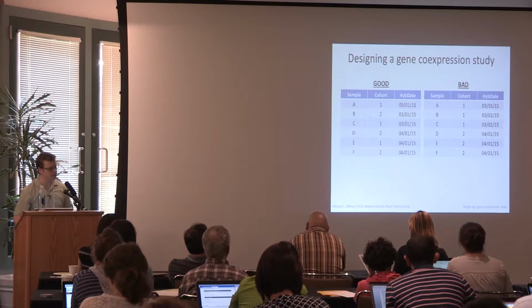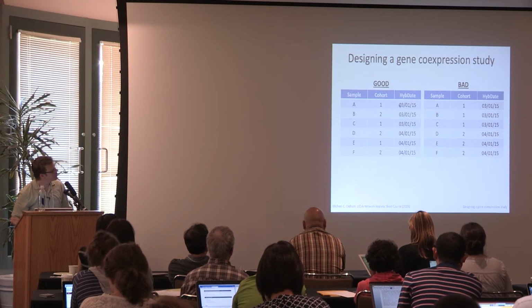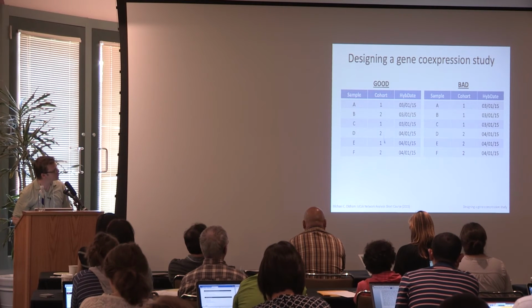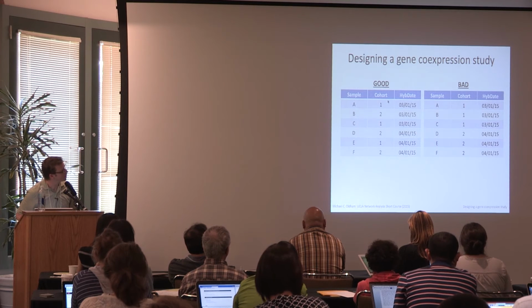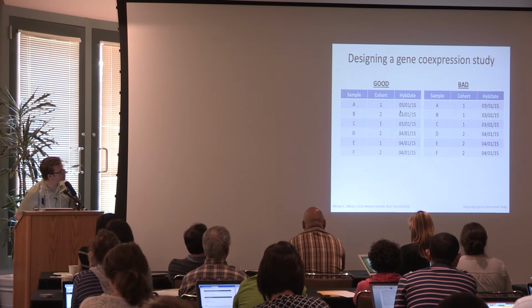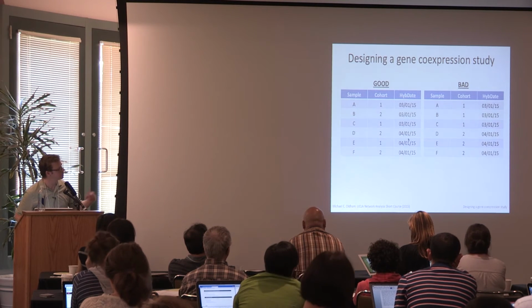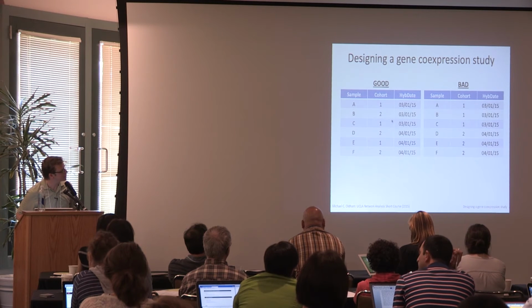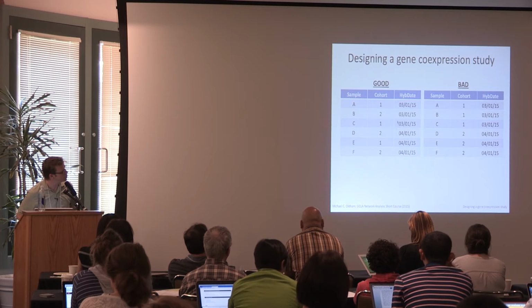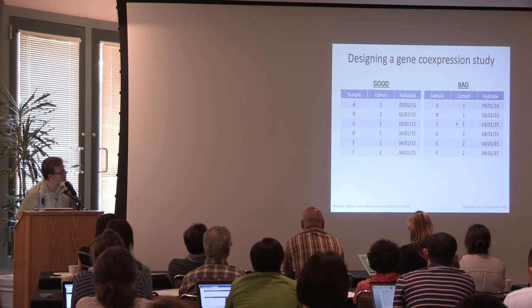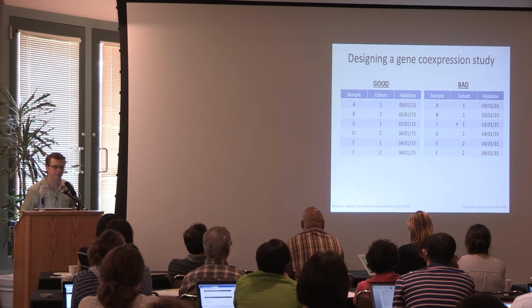And so what I mean by that is, this is kind of a trivial example, but here, you have two cohorts of samples that you want to compare, right? And there's two different experimental run dates or hyb dates. And in this case, they're balanced, right? So you have both cohorts represented on both dates, whereas in this case, they're perfectly confounded, right?